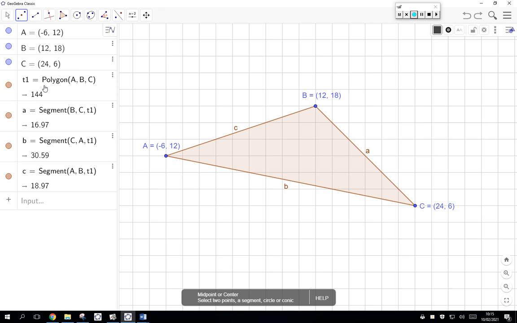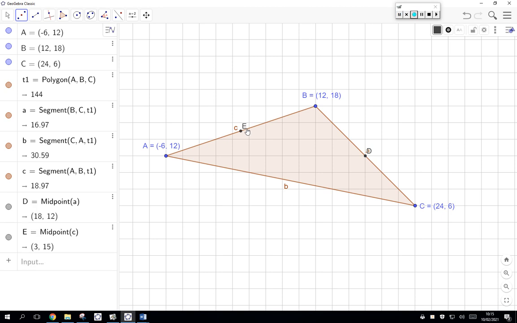The median is a line segment that connects a vertex to the midpoint of the opposite side. So we're going to draw a median from vertex A to the midpoint of side little a, a median from vertex B to the midpoint of side little b, and a median from vertex C to the midpoint of side little c. So step one would be to find the midpoints of all three sides.